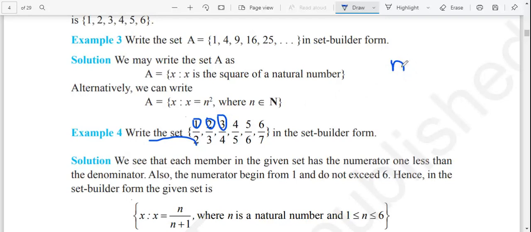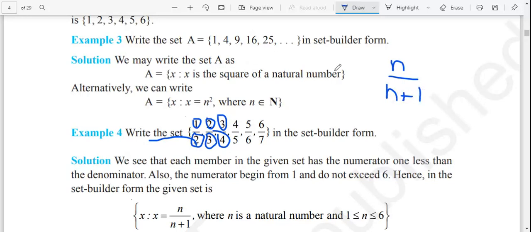Look at that. When n equals 1, the upper one, the numerator, will be equal to 1. When n equals 2, the second term, the numerator will be equal to 2. Like this, we'll go to other numbers also. Then let us look at the denominator. In the first term, we have got 2. It is increased by 1. In the second term, we have got 3, again increased by 1. In the third term, we have got 4, increased by 1. So it will be n by n plus 1.